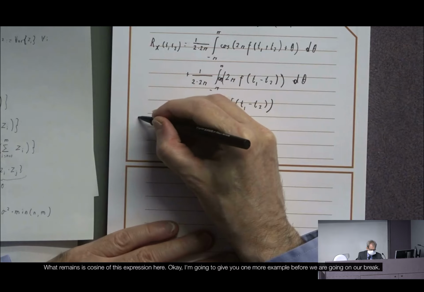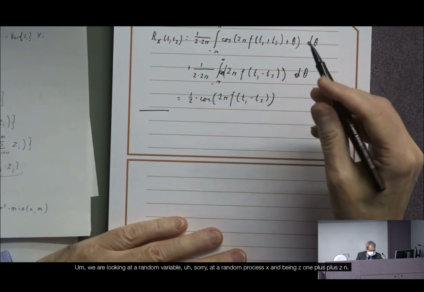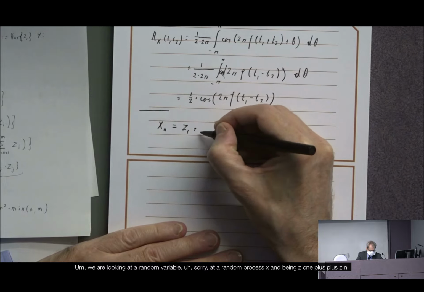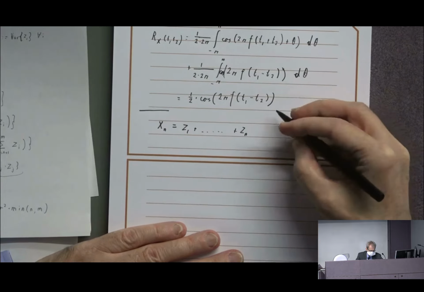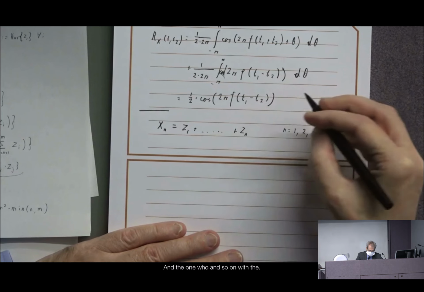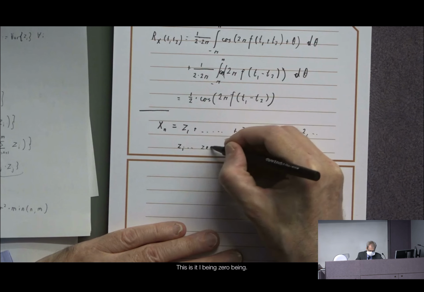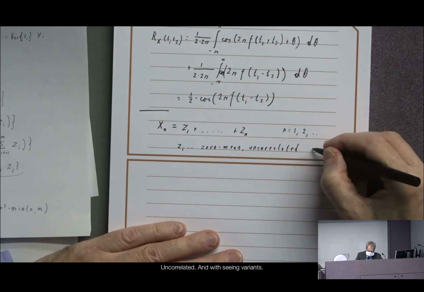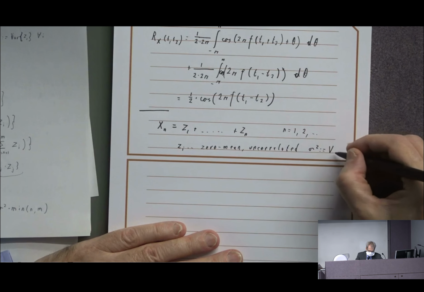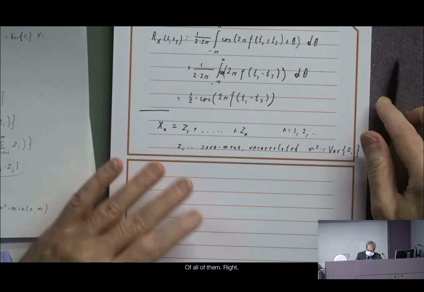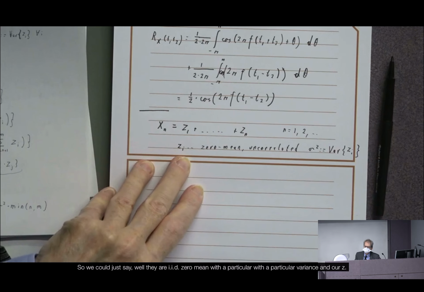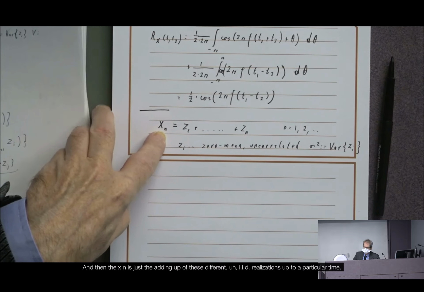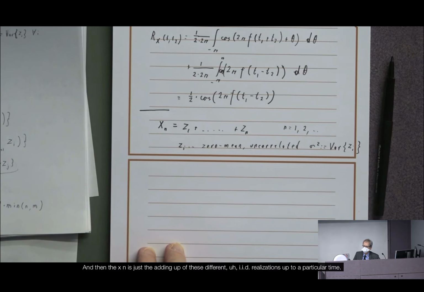Okay, I'm going to give you one more example before we go on our break. We are looking at a random process, x_n being z_1 plus up to z_n, n being 1, 2, and so on, with the z_i being zero mean, uncorrelated, and with the same variance for all of them. So we could just say they are IID, zero mean with a particular variance, and then the x_n is just the adding up of these different IID realizations up to a particular time n.